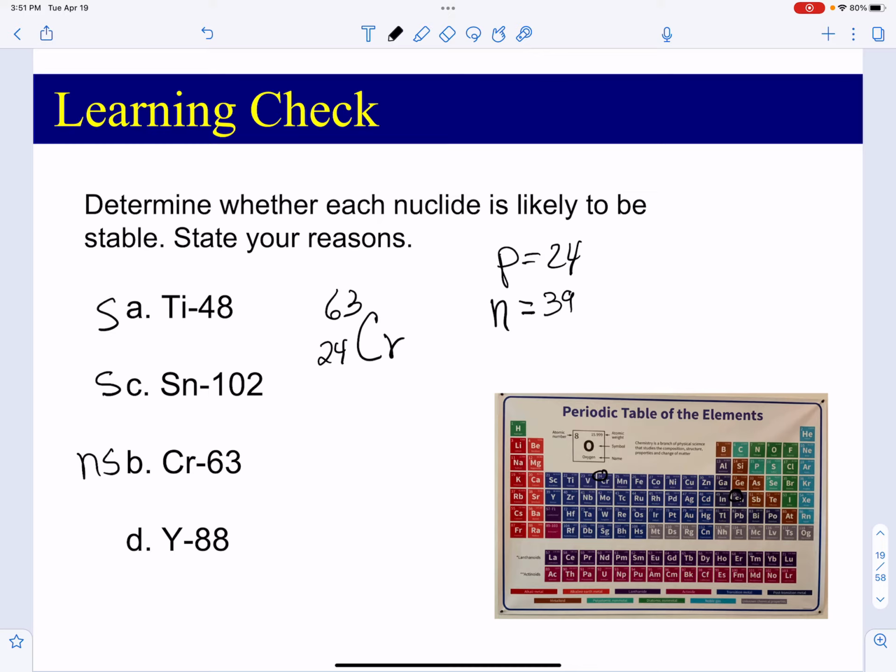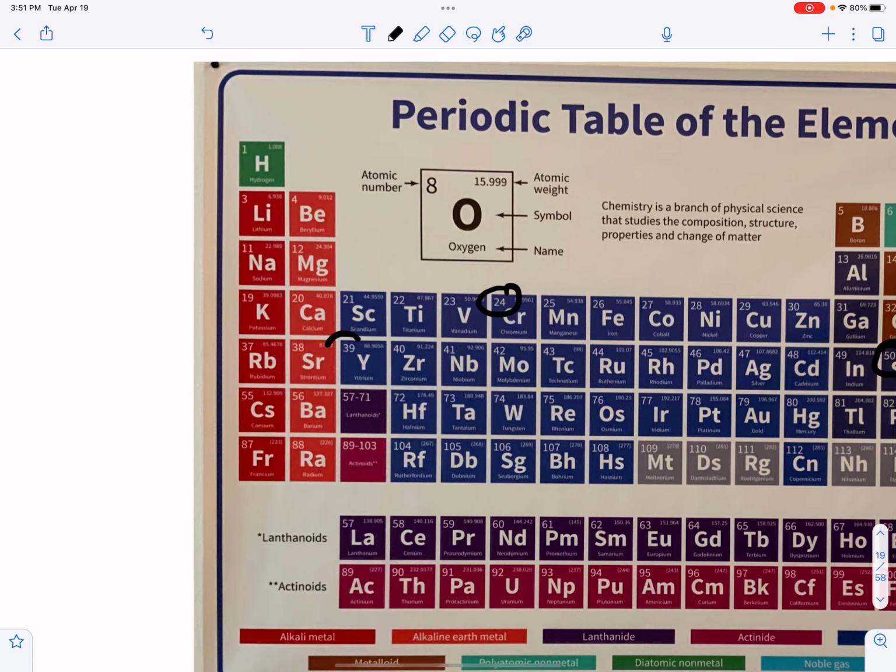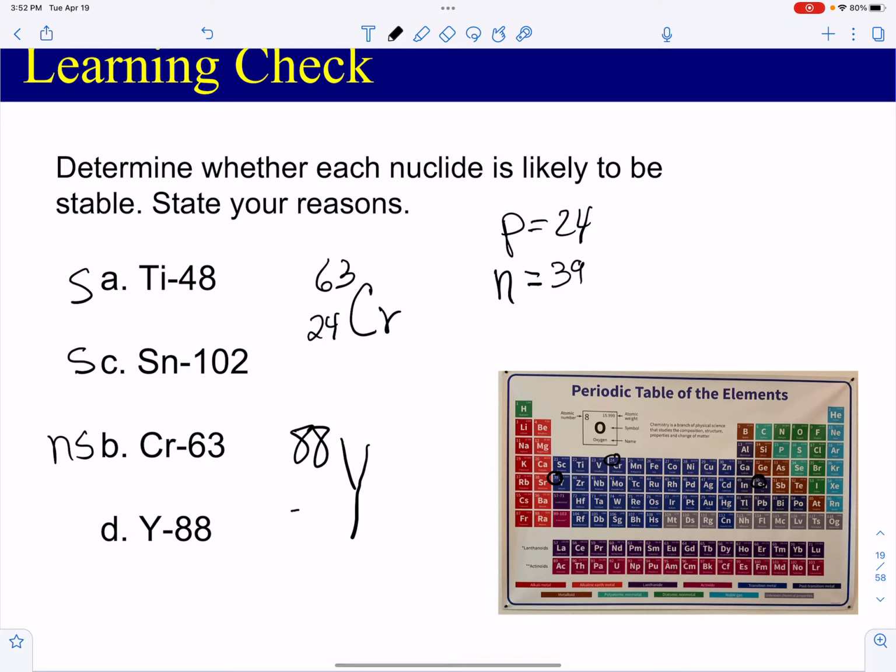What about D? Yttrium-88. Yttrium is going to be number 39. So once more, you can see that it's not an even number. So protons equals 39. Neutrons is going to equal 49. Yep. So definitely not stable. Both of them are odd numbers. So not stable.